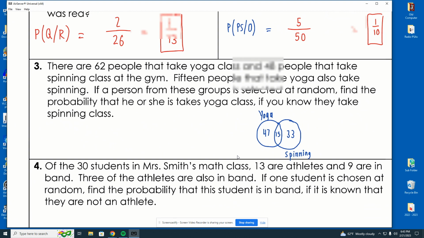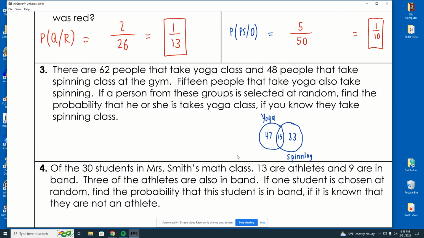All right, so let's go back to the question that's asked. It says, if a person from these groups is selected at random, find the probability that he or she is taking yoga. So probability that they take yoga if you know that they take a spinning class. So let's start with that bottom number. You know they take a spinning class.